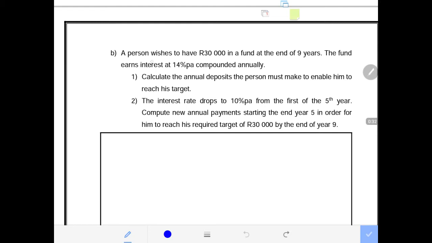Now it says a person wishes to have 30,000 in a fund at the end of 9 years. This is how much he needs to have in the future. Hence the 30,000 is called the future value.